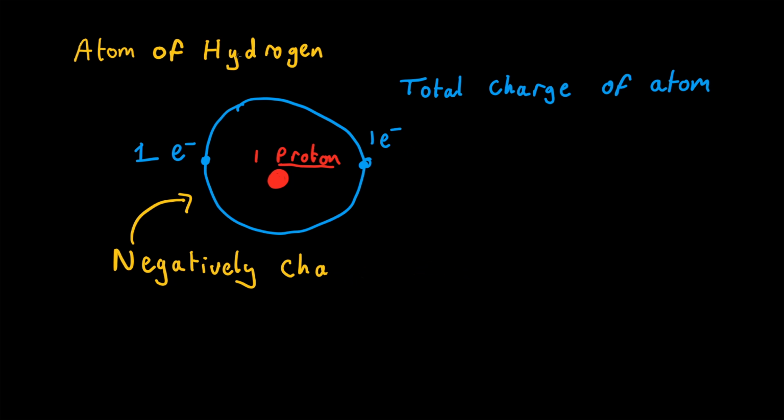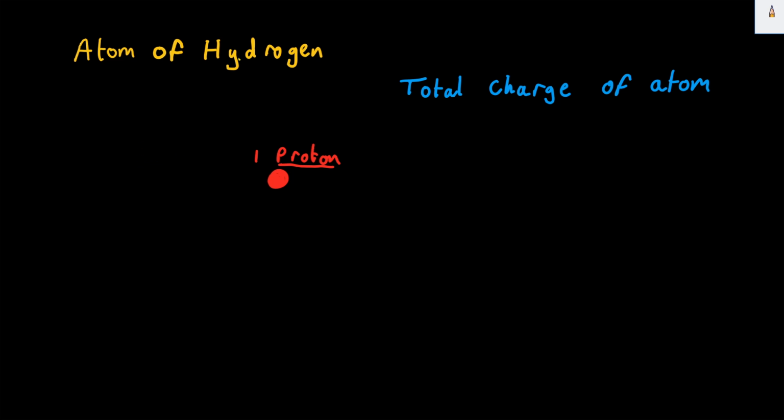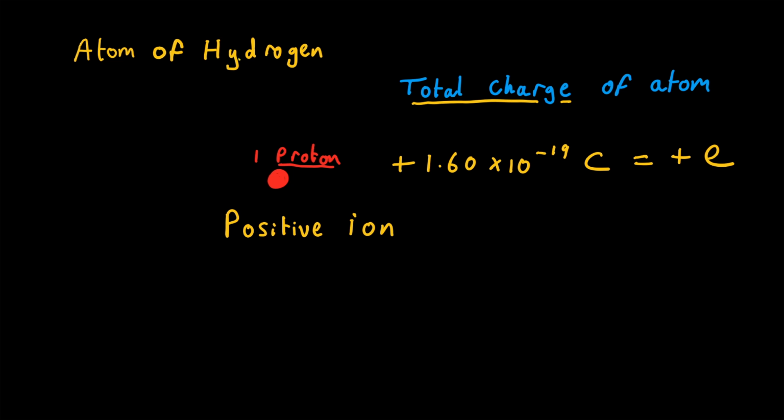So what do you think happens if we strip all the electrons away from this atom of hydrogen? What happens to its charge, and what would we call this atom? Well, now we only have one proton in this hydrogen atom, and we already know that a proton has a positive charge of 1.60 times 10 to the minus 19 coulombs. And we can also represent this as a positive e, or opposite to the charge of an electron.